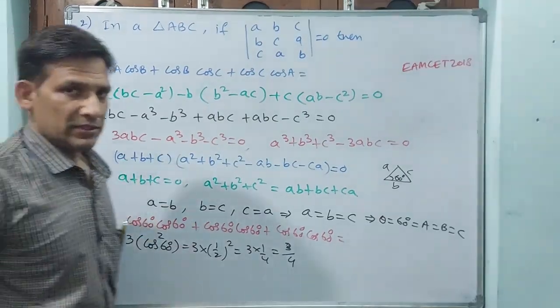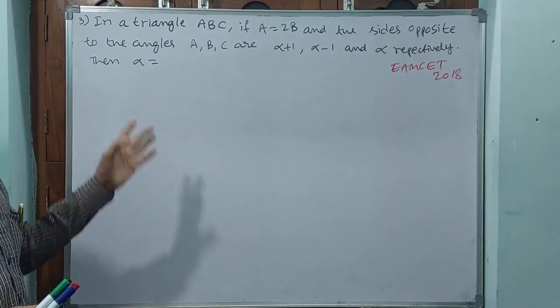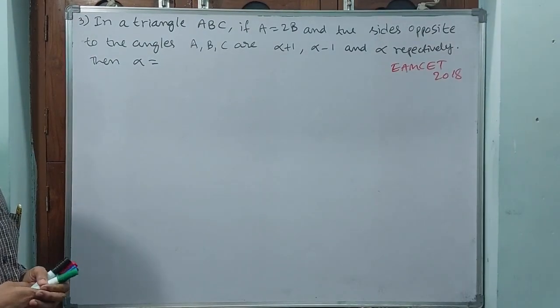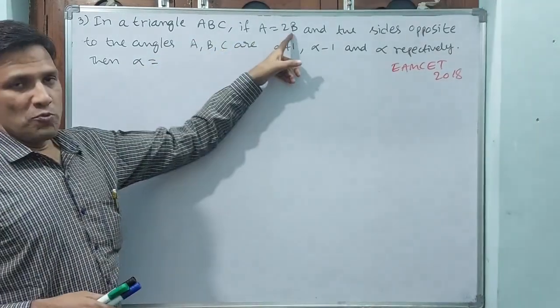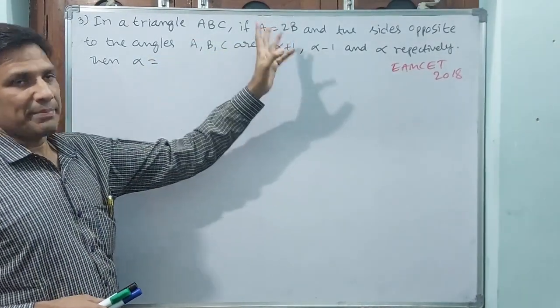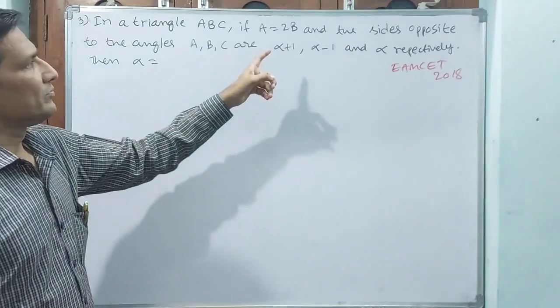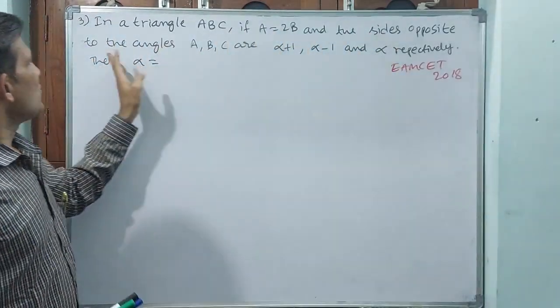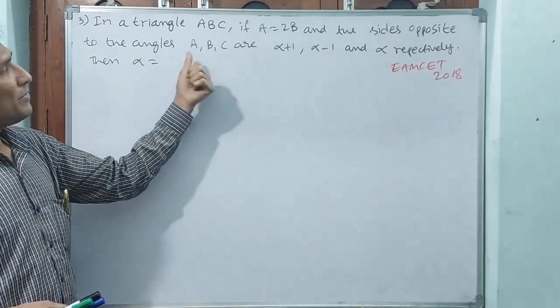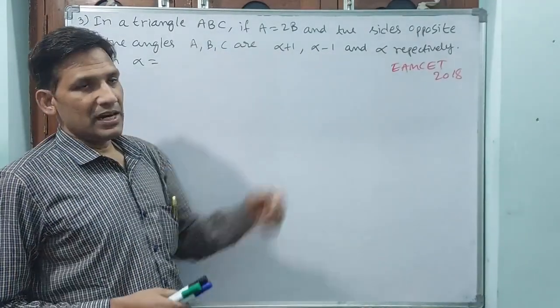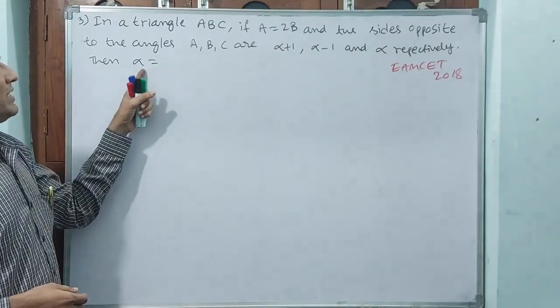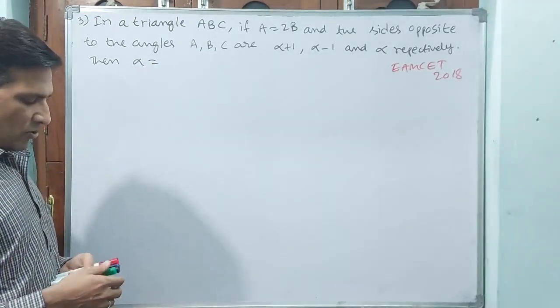Let us go for the next question. Okay, see, question number 3, MSET 2018 question. In a triangle ABC, if A = 2B, that means these are sides, capital letter. Sorry, not sides, angles. And the sides opposite to the angles A, B, C are, that means small a, small b, small c, respectively. Then alpha is equal to how much, like that?